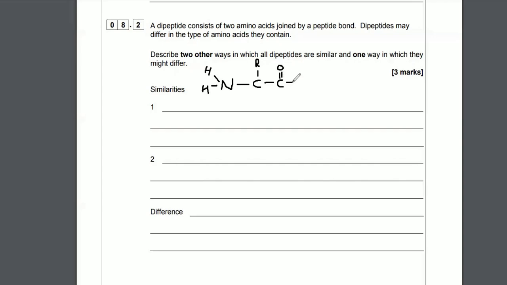So what I'm doing here is I'm drawing out the structure of a dipeptide. Now it tells us in the question that they're joined together by a peptide bond, so you should be able to work out which bit of this structure is the peptide bond. And you can't talk about that because it's already said in the stem of the question. But what 2 other ways are all dipeptides similar? So what things will all dipeptides have? Obviously, excluding this bit I've circled here, which is the peptide bond.